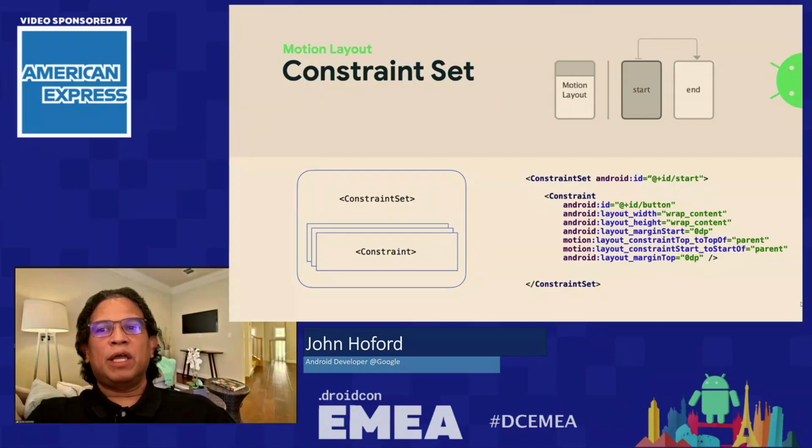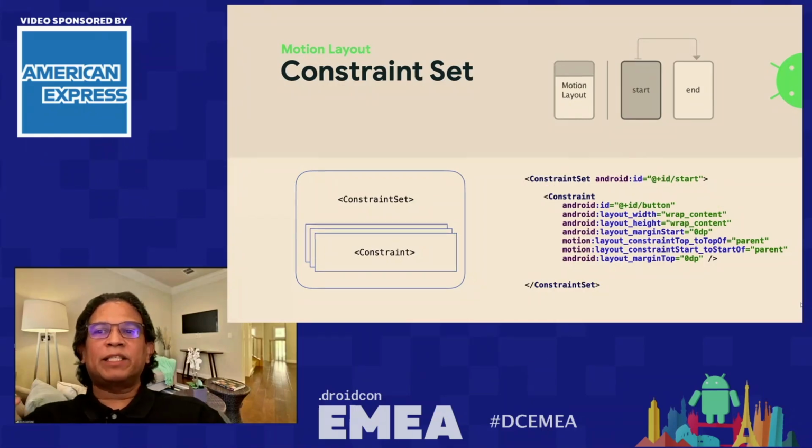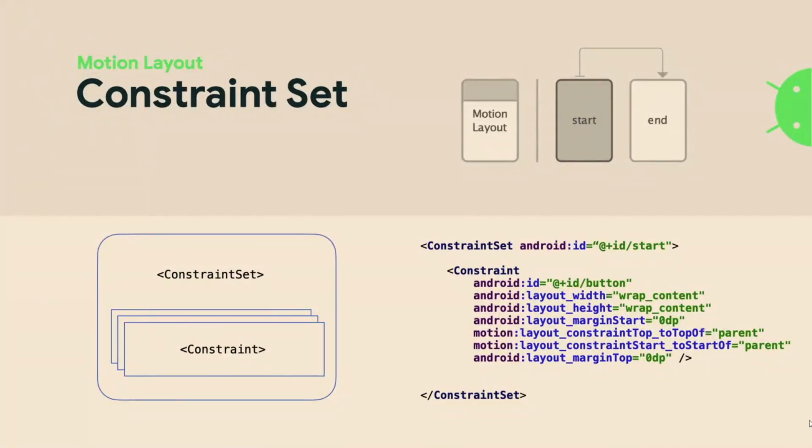Now, when you create a constraint set within the system, what you're doing is writing the XML that contains the information that was normally in your layout file, but it's now in your constraint set under constraint, and the IDs match up with the IDs of your layout file.